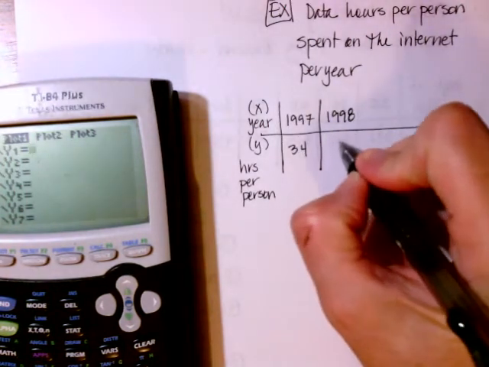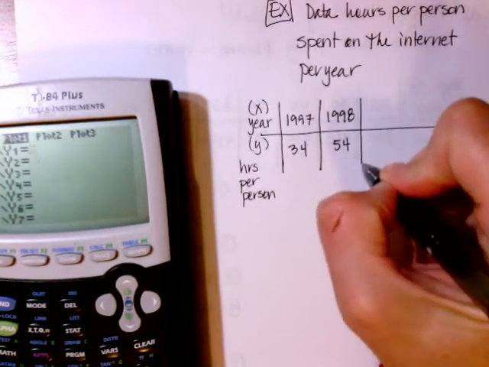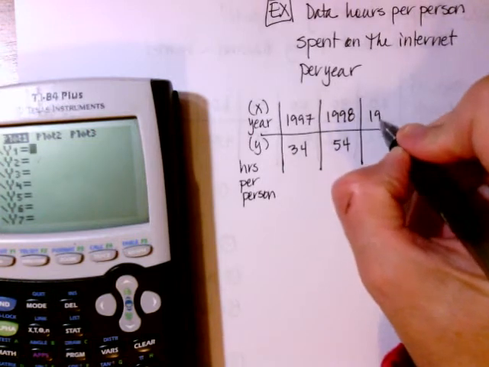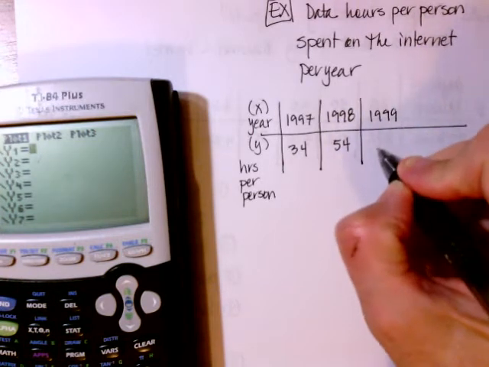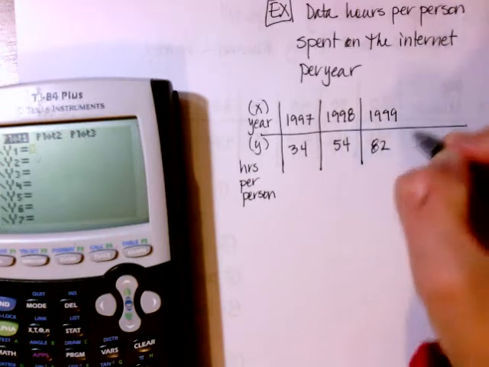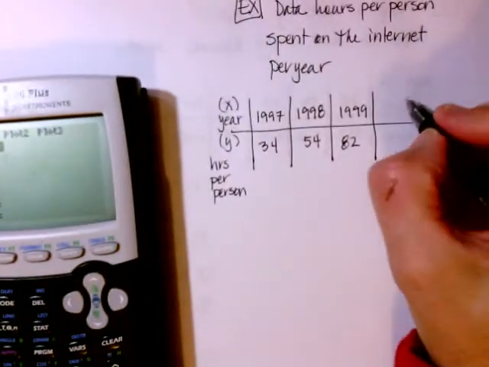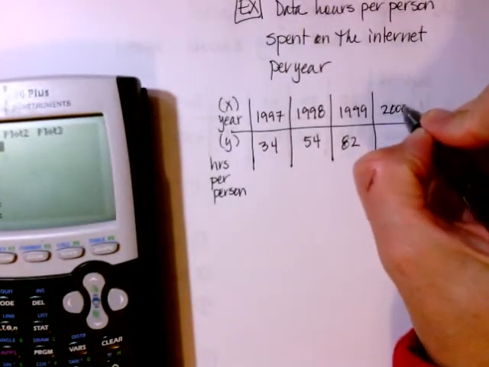My second data point is 54. Third, the year 1999, and that's going to be an 82. Then I'm going to have the year 2000.